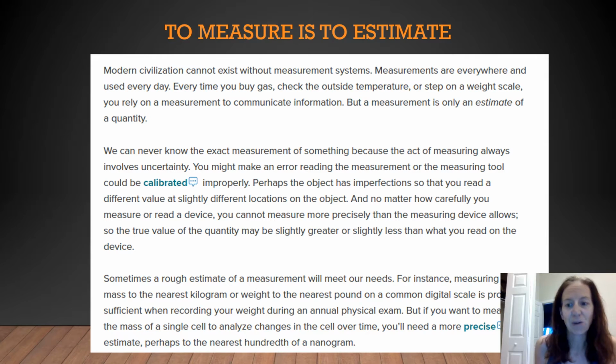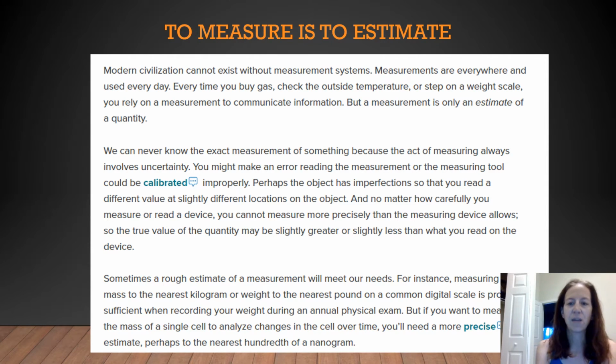So here are some places where you might see some uncertainty. You may make an error reading the measurement, or the measuring tool could be calibrated improperly. So when you go into PLTW, if you hover over that, it'll give you the definition. Calibrated means that it's set wrong. And so like a scale that's not calibrated correctly might show that there's weight on it when there's nothing on it. And so you would have to adjust that. So usually you adjust it so that when nothing is being measured, the reading on the device is 0.